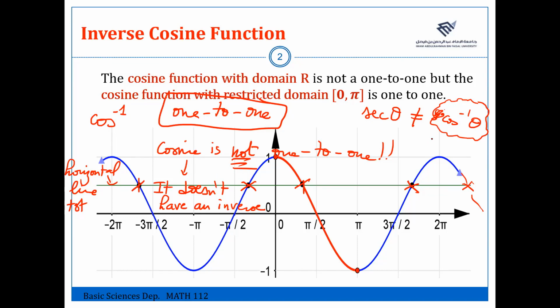What is this? On one hand you tell me there is a cosine inverse, and on the other hand you tell me it doesn't exist. So it seems that there is a contradiction about what we are saying. So why do we study inverse cosine function in section 6? What is this title? On one hand we say inverse cosine, and on the other hand we say it has no inverse at all. So there is no contradiction, but there is a trick.